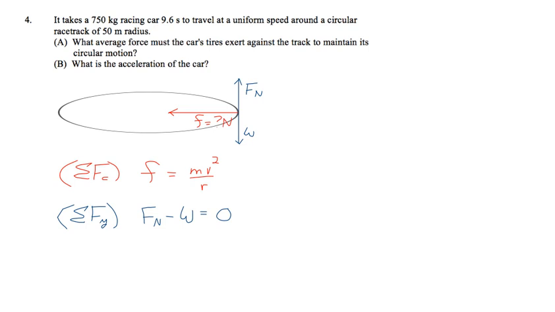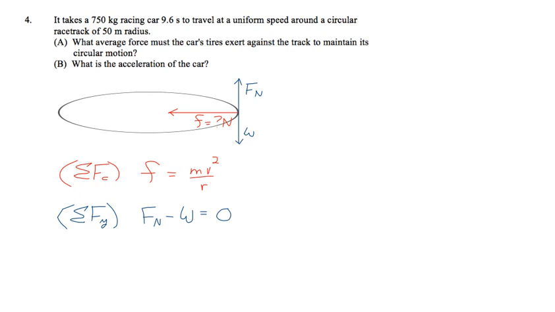And if I look in the wording of the problem, I have the mass. I also have the radius. The radius is 50 meters. What I don't have directly is v. So I know that it says it takes a racing car 9.6 seconds to travel at a uniform speed around the track. So to do one revolution, it's going to take 9.6 seconds. So I can use that information to get my v here.